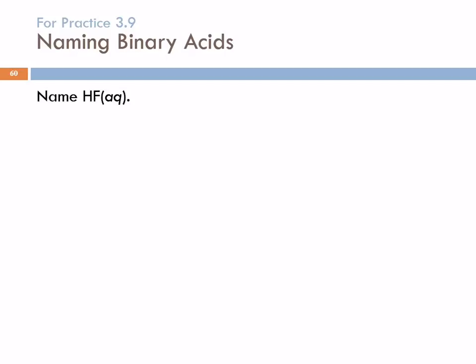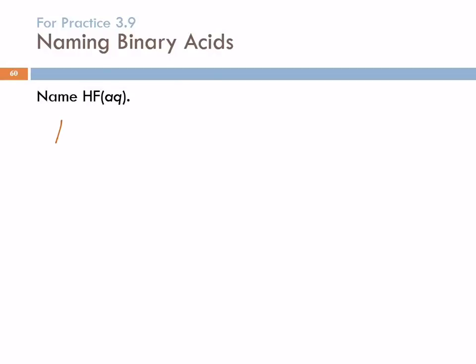So let's look at this. Here we have HF aqueous. HF, two nonmetals, it's dissolved in water, starts with a hydrogen. So we're going to name this as an acid. Is there any oxygen in the formula? No. So we're going to use that hydroblankic acid pattern.